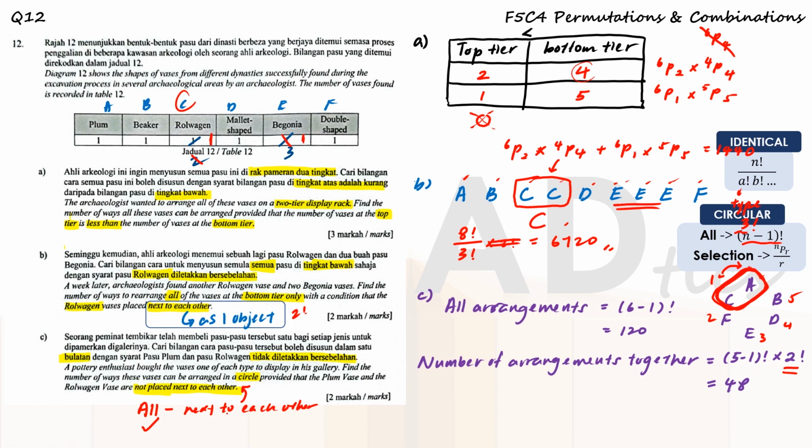So now we have these two things, and we can find the number of arrangements in which they are not together. So I'll just minus 120 with 48 to get our answer, which is 72.